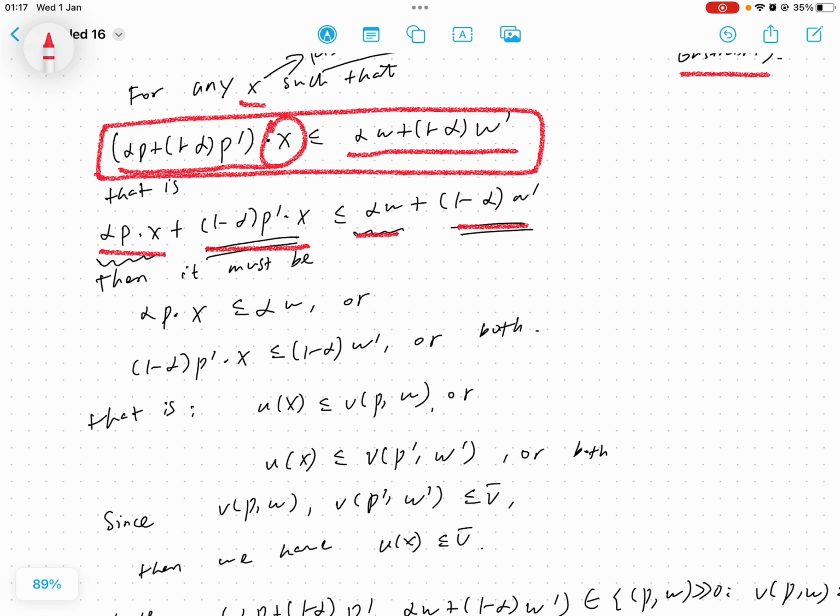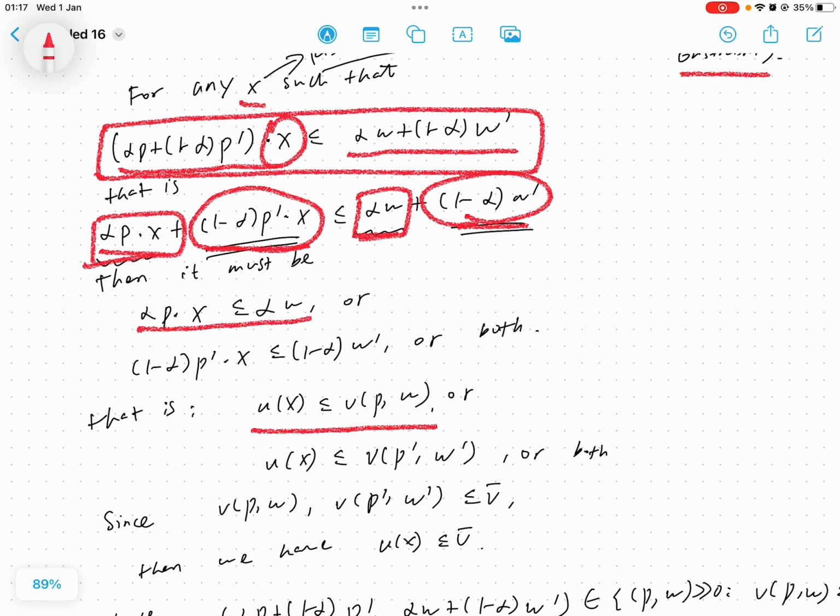It has to be either this term is smaller than or equal to this, or this is smaller than or equal to this, or both of those two cases just mentioned. Okay, so if the first case, then this is true, right? So it means that the utility of x is smaller than or equal to the indirect utility of p and w. That's simply a reinterpretation of this, right?